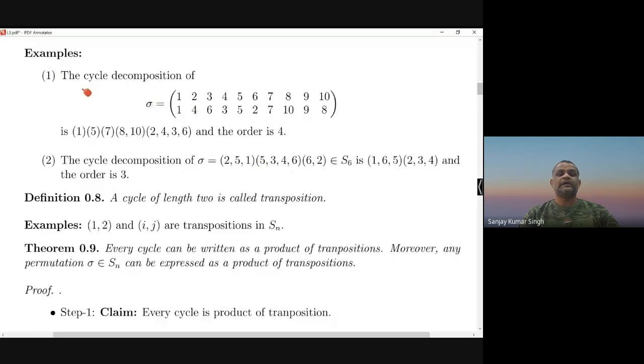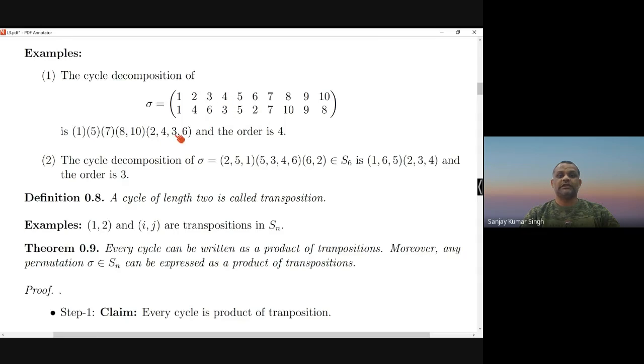So for example, the cycle decomposition of this is this. How to do this? I will write first 1. 1 is going to 1, so I am done. Now I will look at 2. So 2 is going to 4. I have written 2 is going to 4. Now I will check where 4 is going. 4 is going to 3.